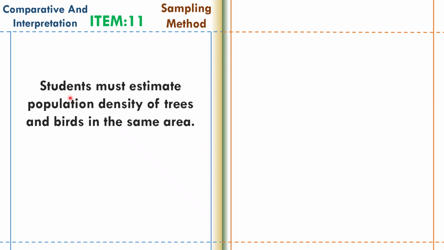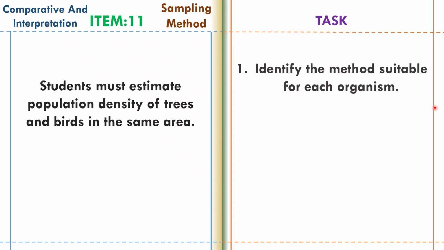Now let us move to comparative and interpretation, item 11. Let's look at sampling methods. Students must estimate population density of trees and birds in the same area. Task: identify a method suitable for each organism. Give reason for your choices.